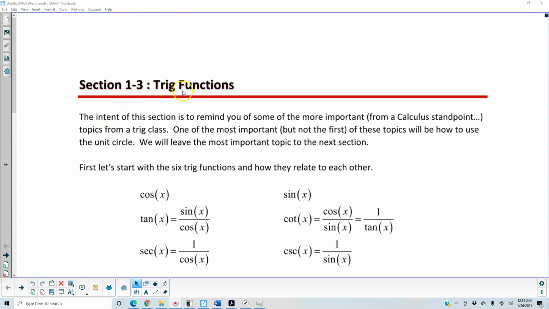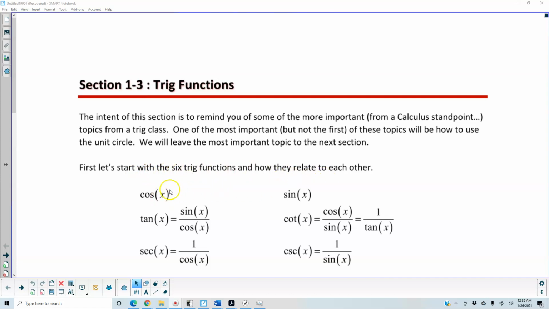Section 1.3, Trig Functions. The intent of this section is to remind you of some of the more important, from a calculus standpoint, topics from a trig class. One of the most important, but not the first of these topics, will be how to use the unit circle. We will leave the most important topic to the next section. First, let's start with the 6 trig functions and how they relate to each other.